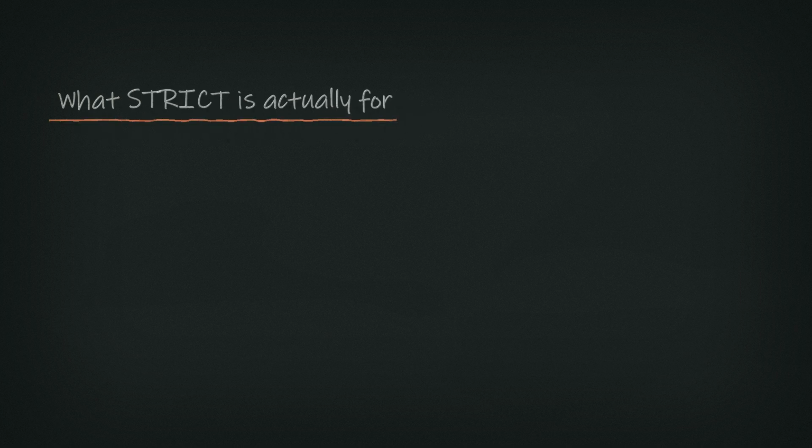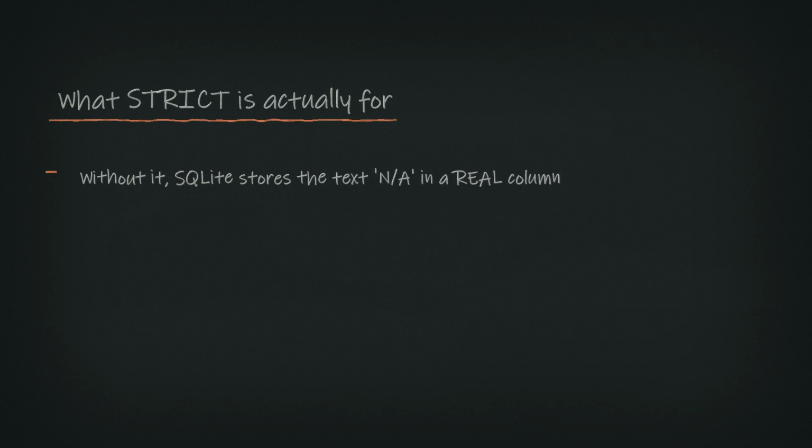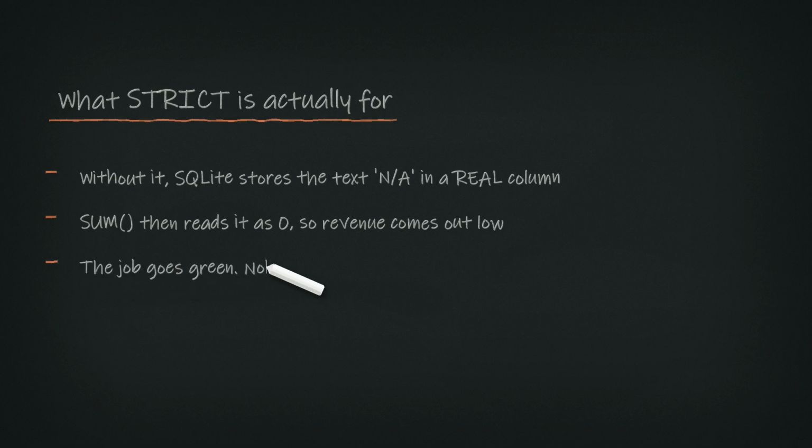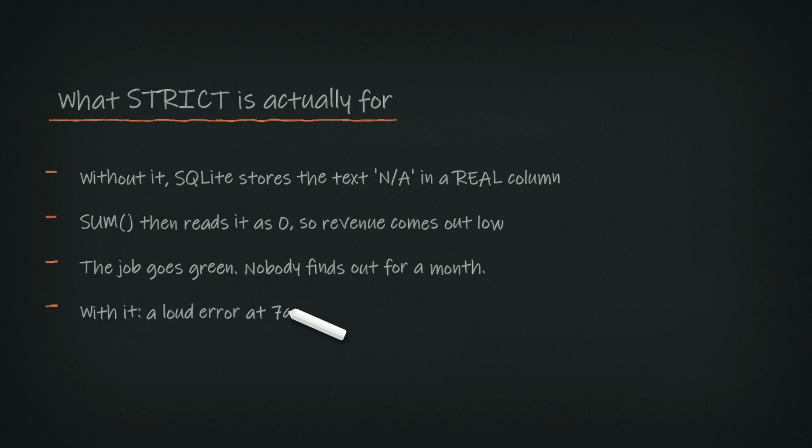Without strict, SQLite will let you store the text n/a inside a column you declared as a number. It will not complain, not even a warning. And then when you sum that column, SQLite quietly treats that text as 0. Your revenue total comes out lower than it really is. Your job finishes successfully, and nobody finds out for a month. With strict, SQLite refuses the row and the job stops. You get a loud error at 7 in the morning instead of a wrong number in a board deck at 9.